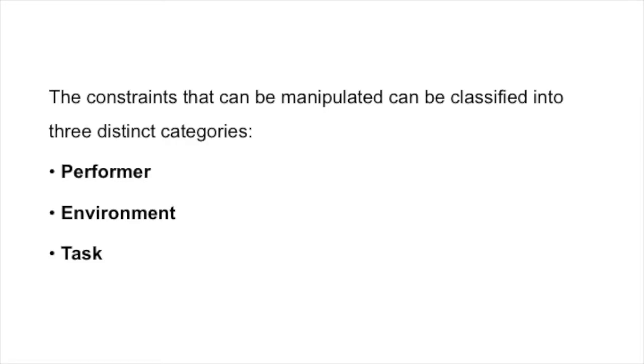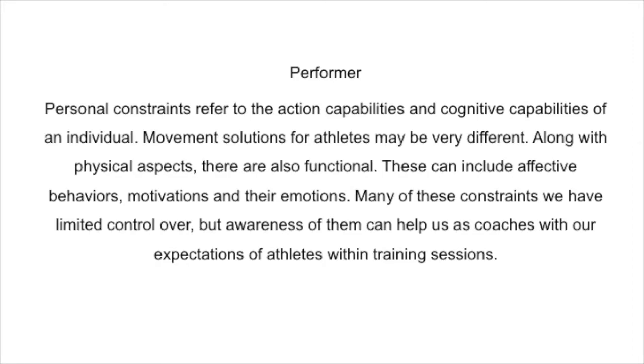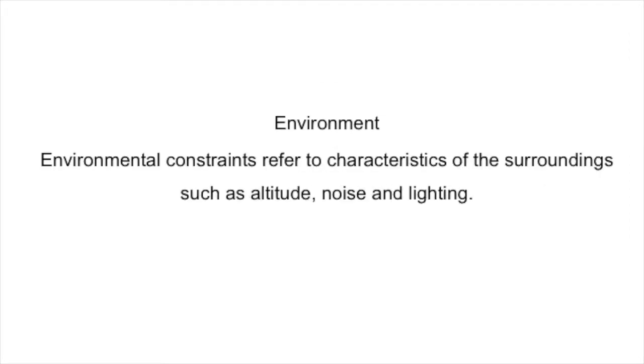The constraints that can be manipulated can be classified into three distinct categories: the performer, the environment, and the task. Personal constraints refer to the action capabilities and cognitive capabilities of an individual. Movement solutions for athletes may be very different. Along with physical aspects, they are also functional. These can include affective behaviours, motivations, and other emotions. Many of these constraints we have limited control over, but awareness of them.